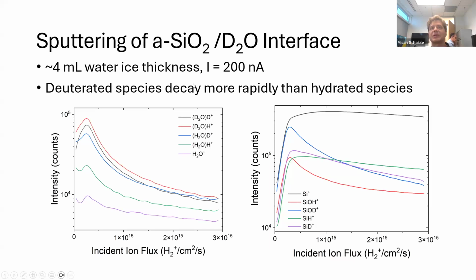Interestingly, we do see that the deuterated species decay more rapidly than the hydrated species. This makes sense because we're removing the deposited D2O from the surface and irradiating with the H+. And so we are basically supplying H+ to the system, or hydrogen to the system, and depleting it of the deuterium.